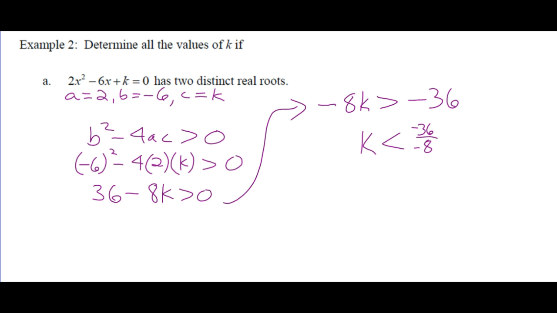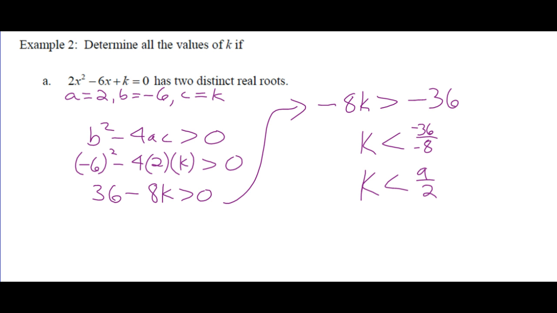Which we should reduce. So what's that? 18 over 4. Okay, so what's that? 9 over 2. So if k is less than 9/2, then this will have two distinct real roots, right? Any value of k less than 9/2.